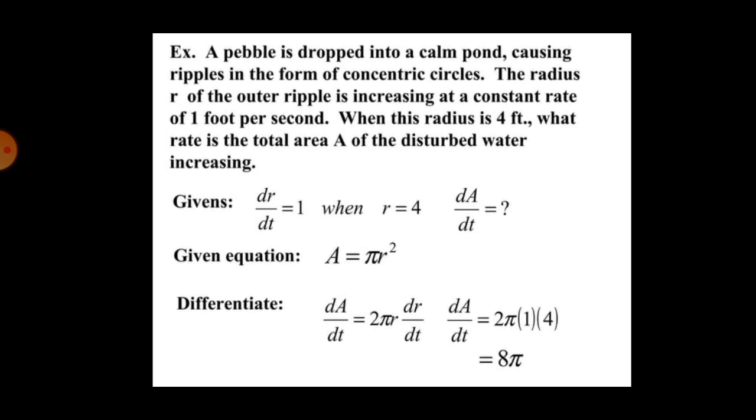Given the equation A is equal to pi r squared, differentiate. dA over dt is equal to 2 pi r dr over dt. So dA over dt is equal to 2 pi times 1 times 4, so it will now be 8 pi.